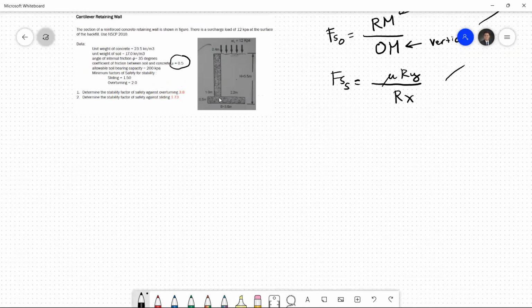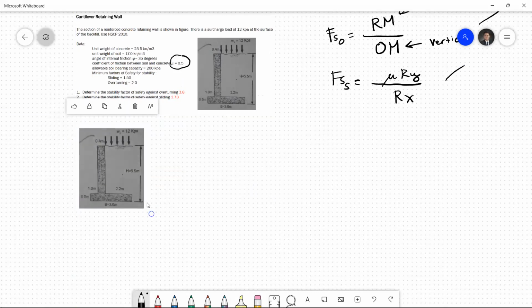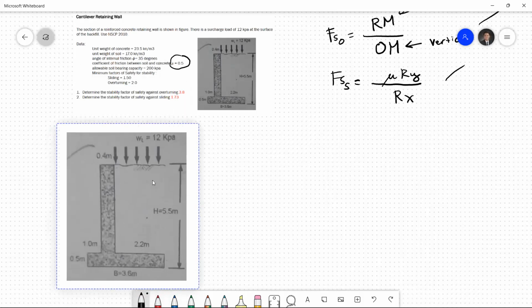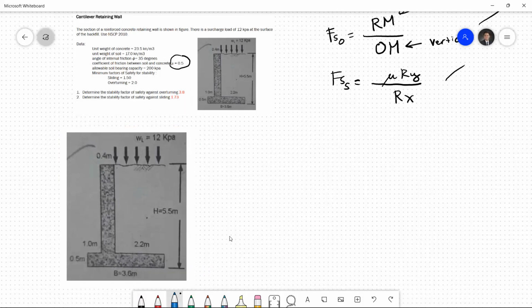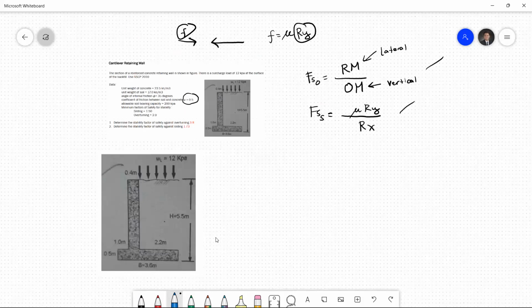So let me take this picture so I can use it as my diagram. Okay, this one. For our analysis, we will consider this as W1.